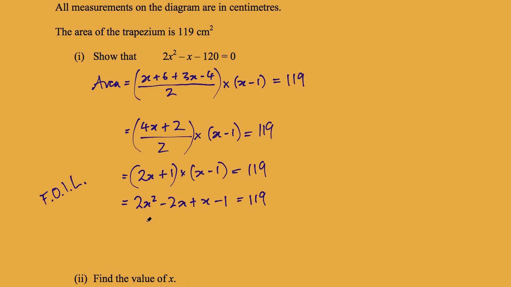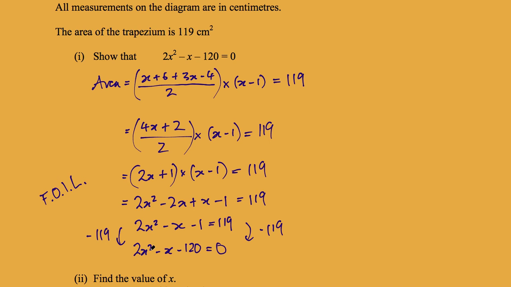Collect like terms. 2x squared minus 2x plus x is minus x. Minus 1 equals 119. And now I have to see where they want me to end up. They want it equal to 0. So in order to do that, I have to subtract 119 from both sides. 2x squared minus x minus 120 equals 0, which I have shown to be true here.